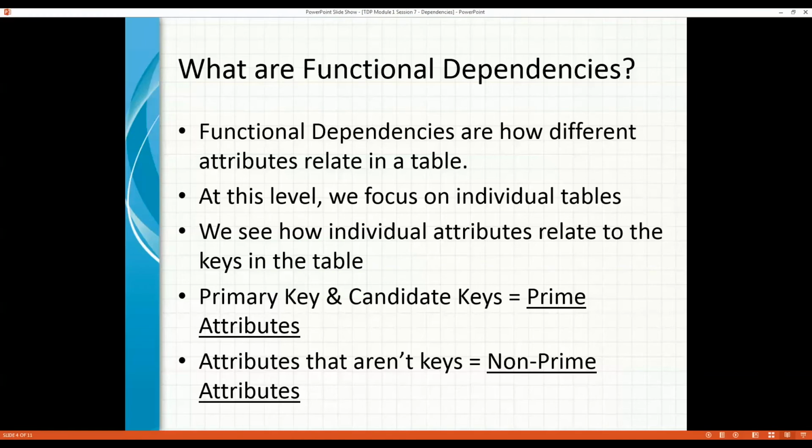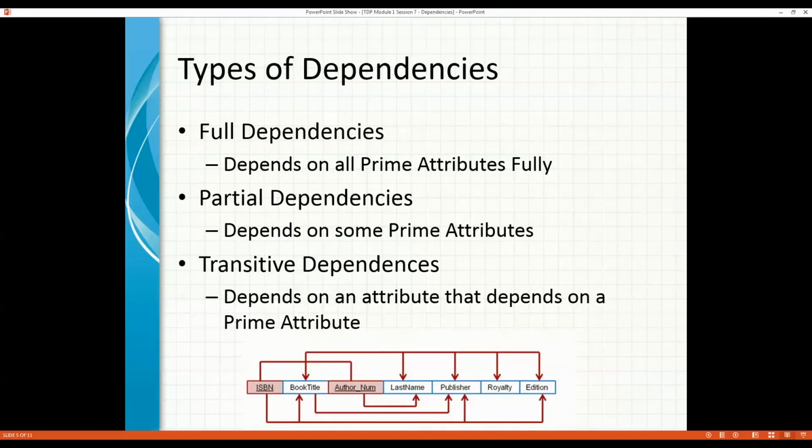To designate these different columns, we typically associate the term prime attribute with primary key or candidate keys. All those who are not primary keys or candidate keys are labeled as non-prime attributes. And functional dependencies tell how non-prime attributes relate to prime attributes. Now, there are quite a number of different dependencies and different models to look at. What we'll do is take a look at three of the most common ones that we see in data modeling. We have full dependency, partial dependency, and transitive dependencies.